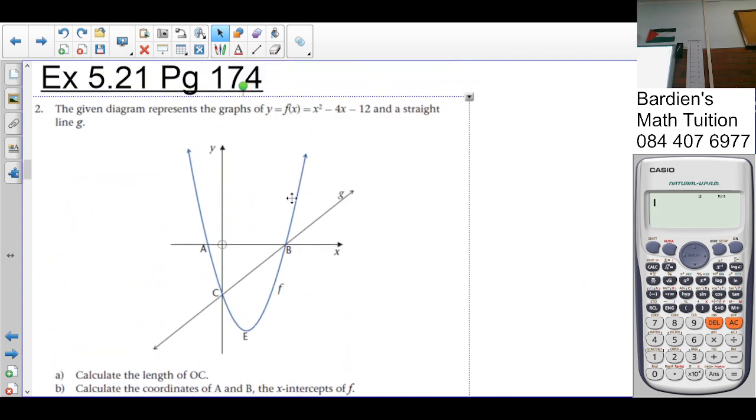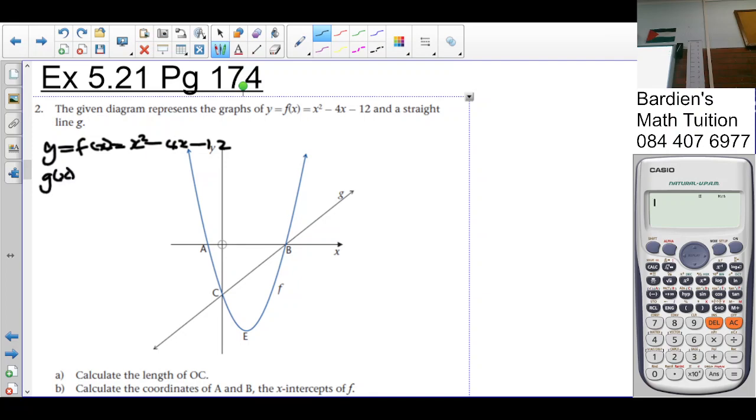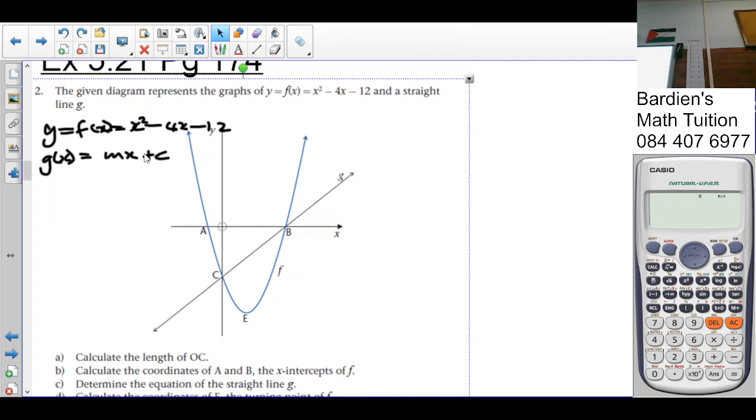In the next example, we are given a diagram that represents the graph of y is equal to f of x equals x squared minus 4x minus 12 and straight line g. So g of x is in the form mx plus c. Okay. Straight line there.